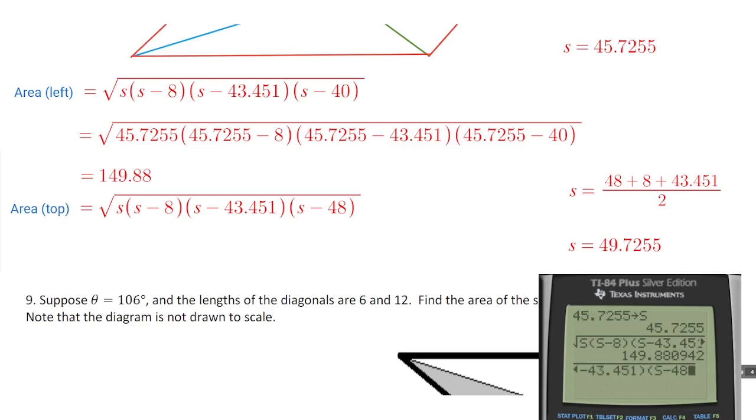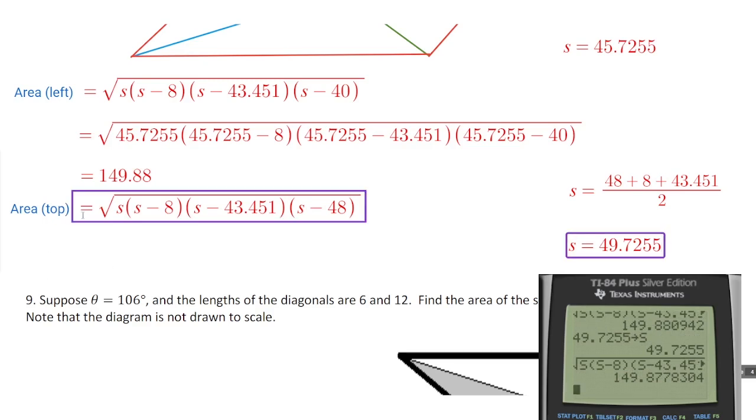Oh, you know what? I didn't save the new S value, so I need to go ahead and do that. 49.7255. That's my new S. I almost made a mistake there by not typing in the new S. All right, so now I have this formula up here. I'm going to change that 40 to 48. It's the only thing that's different here. So, okay, we get about 149.88.